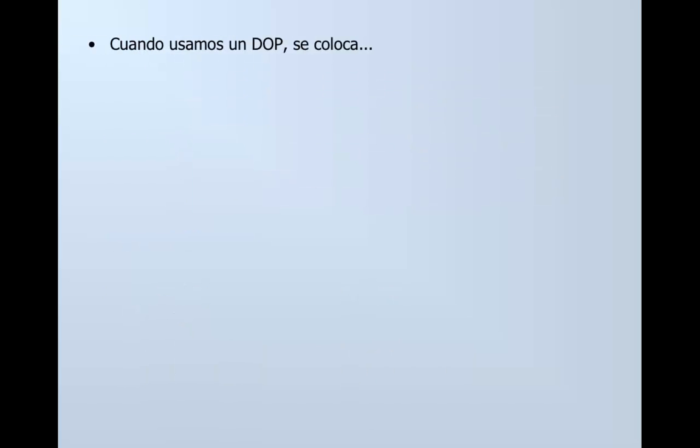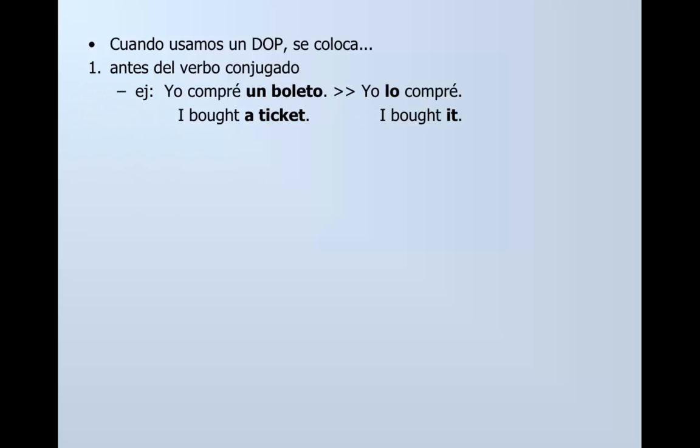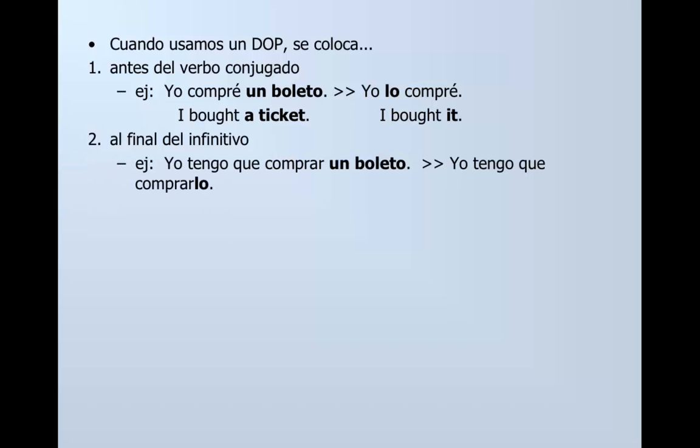As far as placements for direct object pronouns, again, this is a review. It goes before the conjugated verb. Yo lo compré, I bought a ticket, I bought it, yo lo compré. Or it goes attached to the infinitive if there's two verbs and one is not conjugated, one's in the infinitive form, then you can attach it to the end. Yo tengo que comprar un boleto, yo tengo que comprarlo.